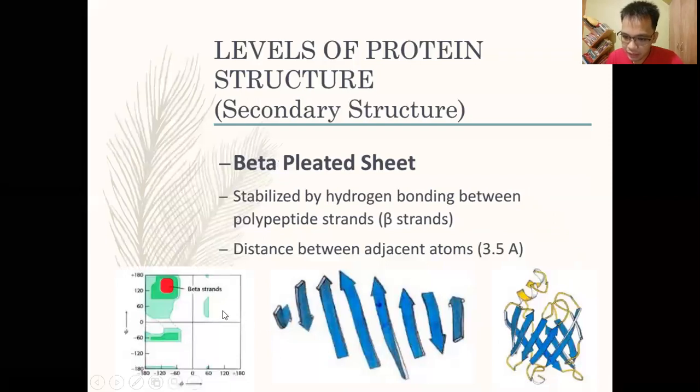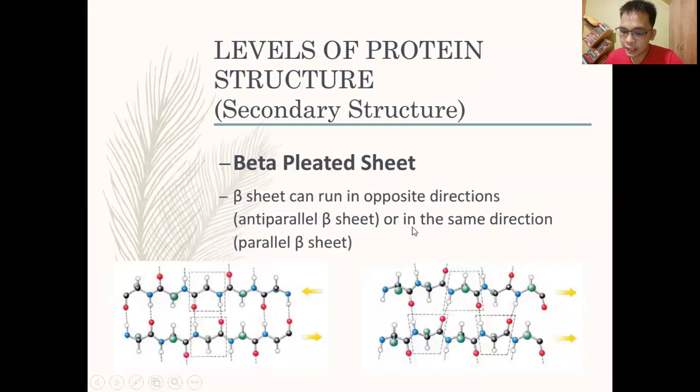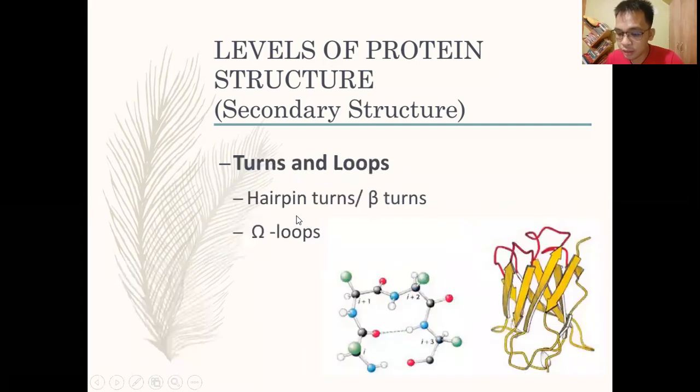And then the beta pleated sheets are stabilized by the hydrogen bonding between the polypeptide strands. So the distance between the atoms is 3.5 angstrom. Mamaya makikita natin ang applications niya. So it can run in an opposite direction or in the same direction: anti-parallel and parallel beta sheet. And we have the turns and loops, the hairpins and turns.